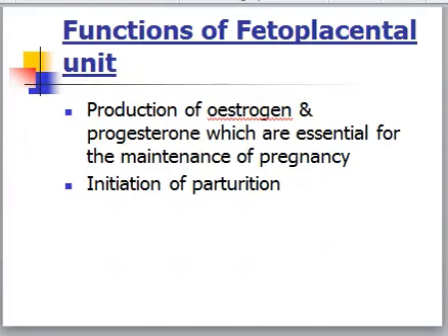Again I have to repeat this. What is the function of the fetoplacental unit? We have seen how estrogen and progesterone are developed from the mother, placenta and fetus. The production of estrogen and progesterone is essential for the maintenance of the pregnancy. That is the reason it makes the cycle and keeps on producing estrogen and progesterone to maintain the pregnancy, and it helps in the initiation of parturition. These two processes are mainly important, so that is the reason the fetoplacental unit occurs. I hope you understand the topics.